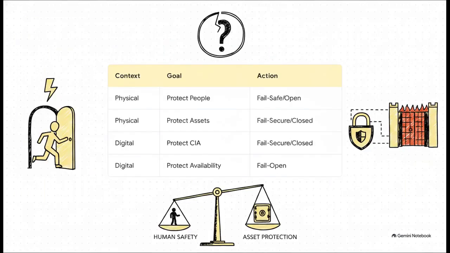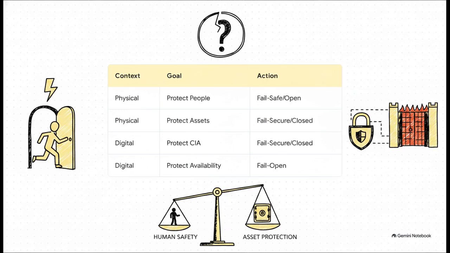Now, reality check. No system runs perfectly forever. Things fail. But when a failure happens, we have to intentionally design exactly how the system responds. Take a look at this table summarizing failure states. In the physical world, your ultimate priority is almost always human life. If power gets cut to a building, electronic doors need to fail safe or fail open so people can quickly escape. But in the digital world, that priority completely flips to protecting assets.